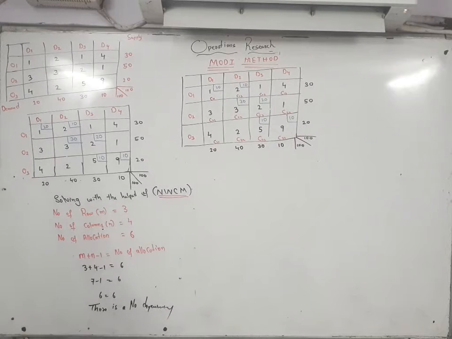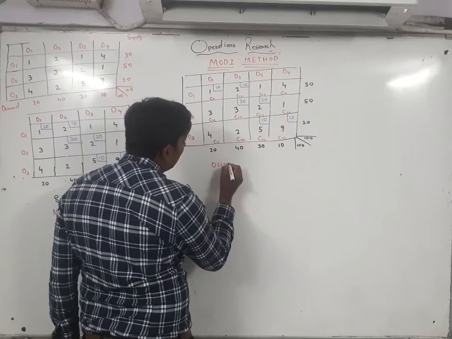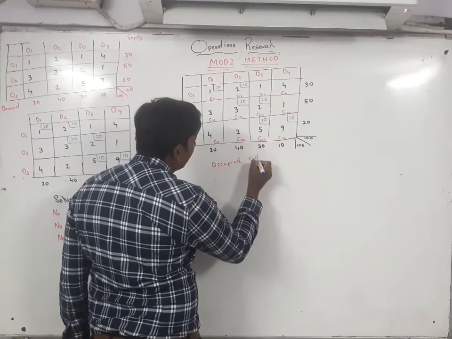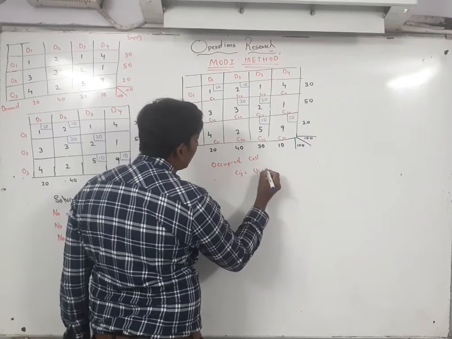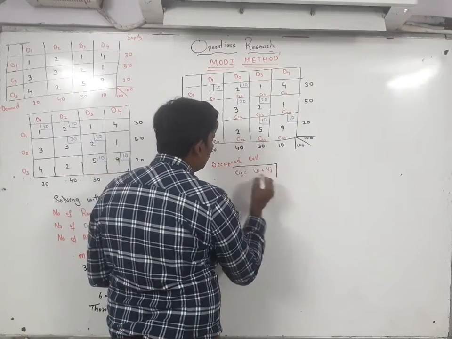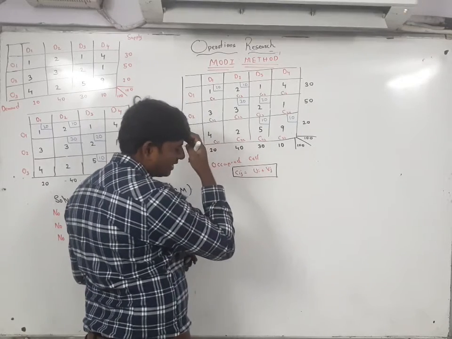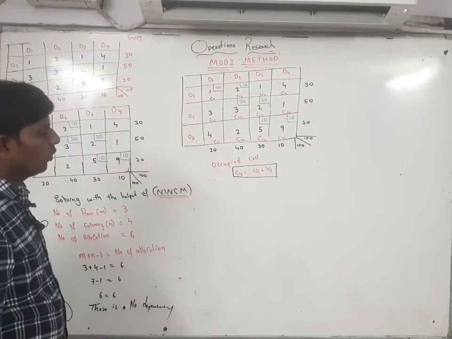What you have to write? Occupy cells you have to find out, then for occupy cells you have to assume. Wherever the occupy cells are there, you have to take the occupy cells. For an occupy cell, the formula will be like that: Cij is equal to Ui plus Vj.